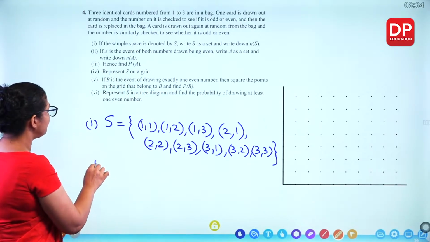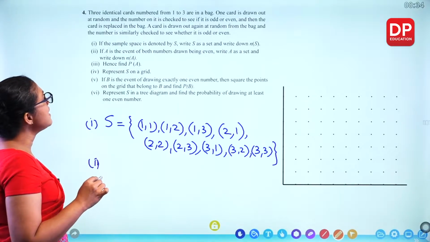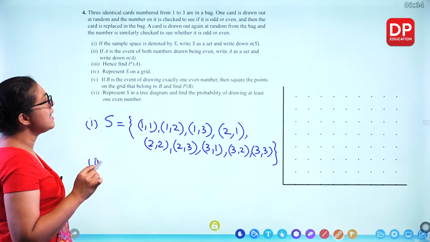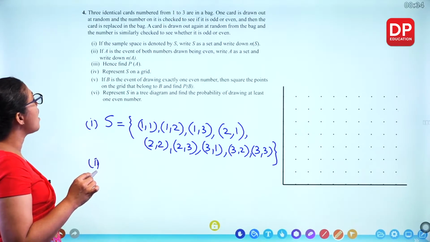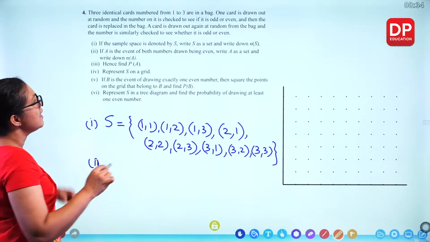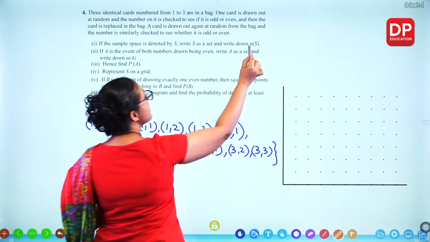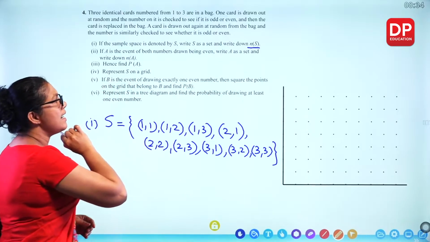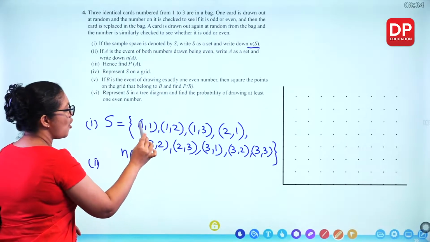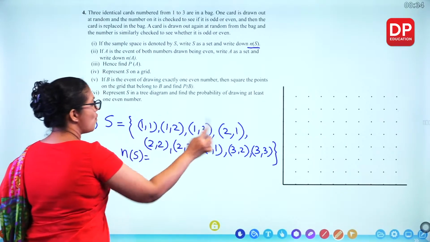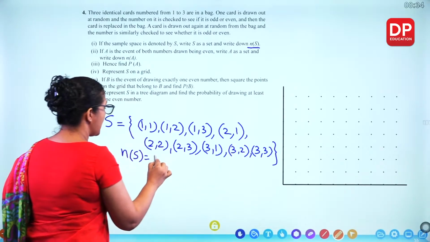Part 2. If A is the event of both numbers drawn being even, write A as a set and write down n(A). Here another part is there. You are asked to find out n(S). So what is n(S) there? How many outcomes? 1, 2, 3, 4, 5, 6, 7, 8, 9.